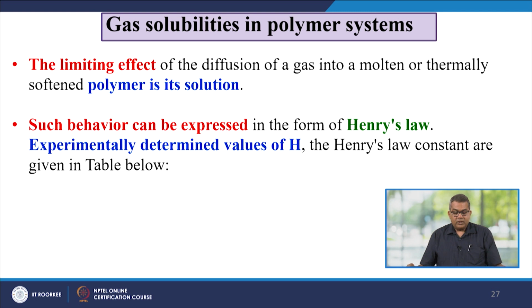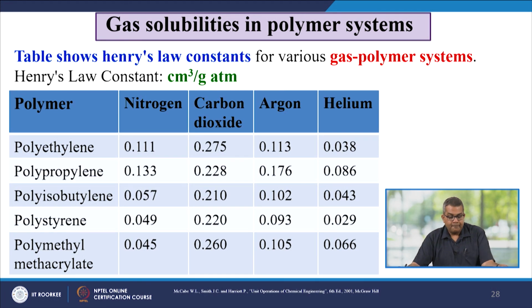Now let us talk about the limiting effect. The limiting effect of the diffusion of a gas into a molten or thermally softened polymer is its solution. Such behavior can be expressed in the form of Henry's law. Now, the experimentally determined values of H, the Henry's law constant, are given in this particular table. This table shows the Henry's law constant for various gas-polymer systems, and the usual unit of Henry's law constant is centimeter cube per gram atom.